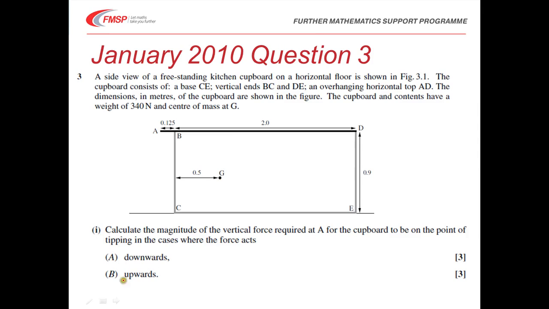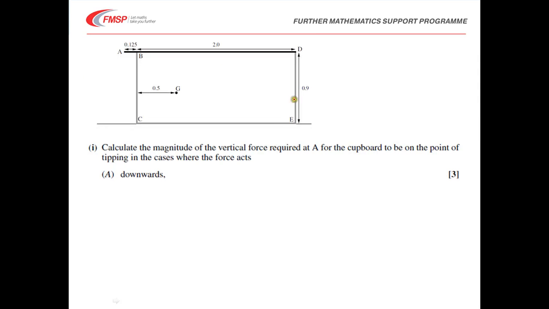It asks you first of all to calculate the magnitude of the vertical force required at A for the cupboard to be on the point of tipping, and it asks you to do that in two different cases. So we're going to go ahead and work on the first of those now. So if we want the cupboard to be on the point of tipping with the force acting downwards, let's draw that force in. So the force at A here is what we're looking for. I'm just going to call that F.